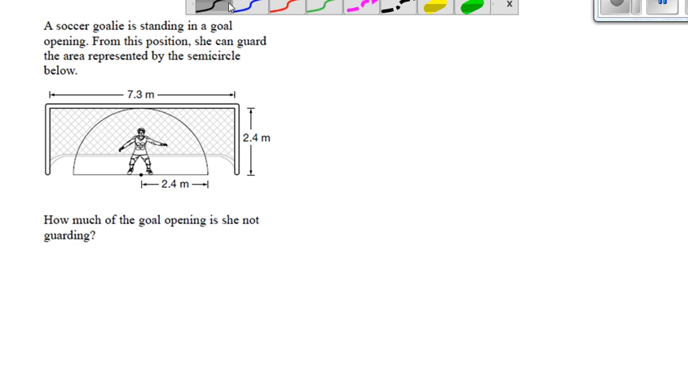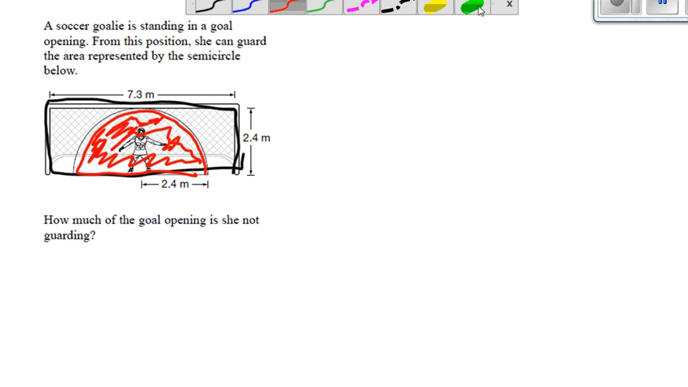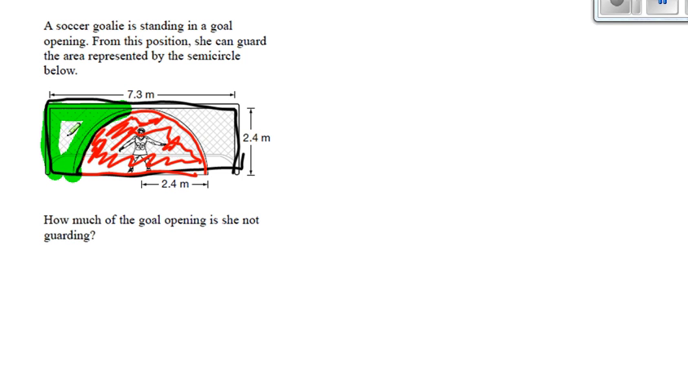So the first thing is make sure you recognize this is a composite figure. There is clearly a rectangle here. And within that rectangle, we can see that the area she guards is this red semicircle. So this is what she can guard. And the question says, what can she not guard, or what is the area that she can't guard? So let's use green so it highlights this weird shape here plus this weird shape here is the area that I actually want.